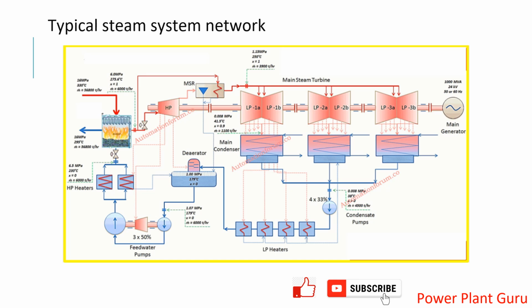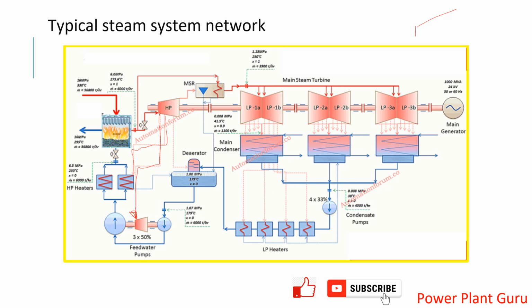So if you see the steam, the first extraction is there. This line, if you see, comes to your boiler feed pump to drive your BFP. Similarly, another stream goes to your HP heater. So that is why there are different extractions.